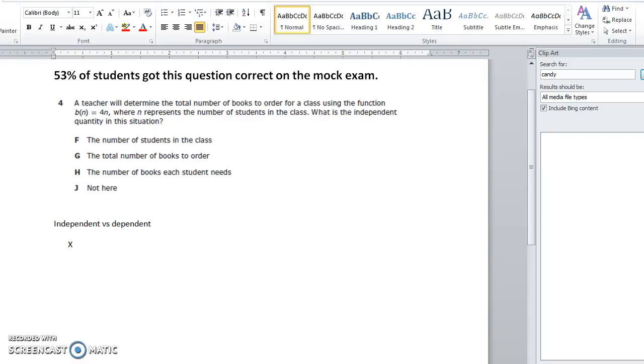Independent is the vocabulary for your x value, and dependent is your vocabulary for the y value. So they want to know, what is the x value? That's all they're saying. They're just saying, what does the x mean in this problem? So this is the question. What does the x mean in this situation?